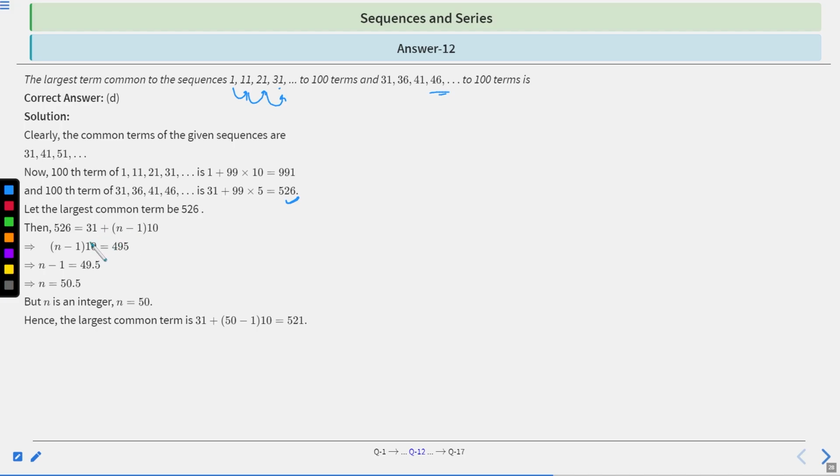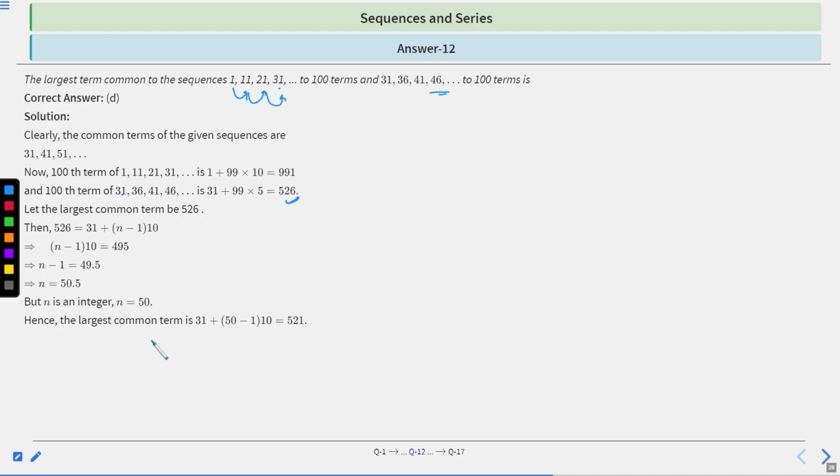Then how many terms are common? Let's find. The first common term is 31 and the largest common term is 526. So a_n is 526, and d is 10. So 526 is equal to 31 plus (n minus 1) into 10. After solving, we get n is 50.5. But n is an integer, right? So take n equal to 50, because n equal to 51 means we have crossed the largest common term, and we do not have to cross it.